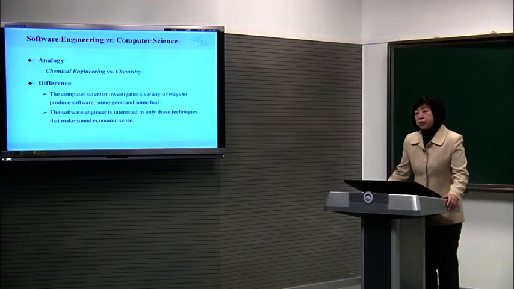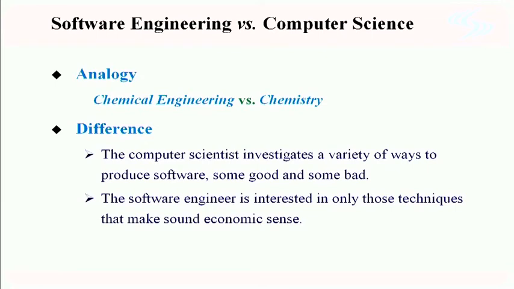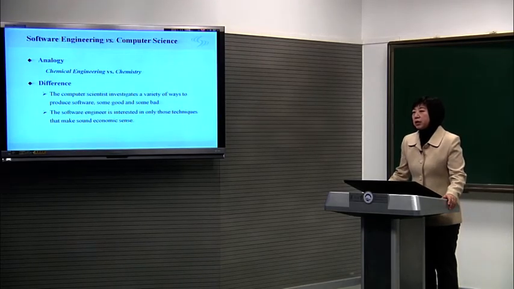Before we discuss the difference between software engineering and computer science, we'd better take an analogy with chemical engineering and chemistry. All of us have learned chemistry in middle school and high school, and we understand that it's a science. Chemical engineering is different. Chemical engineering is interested only in the cost-effective way to manufacture chemical products. So chemists and chemical engineers are interested in different things.